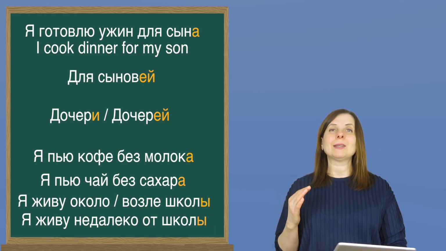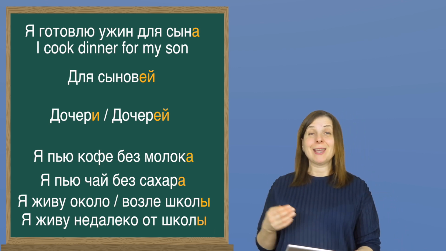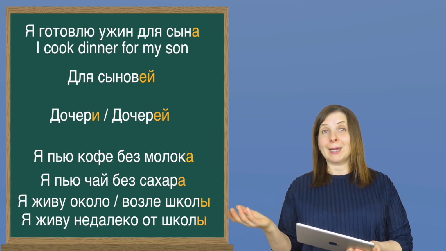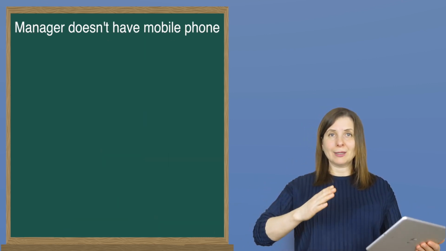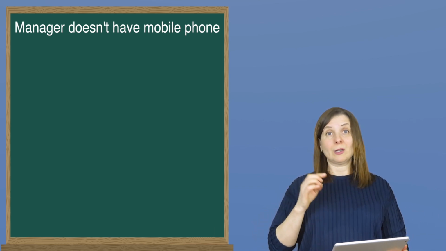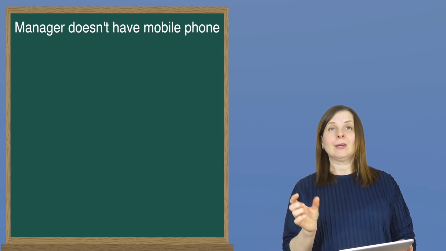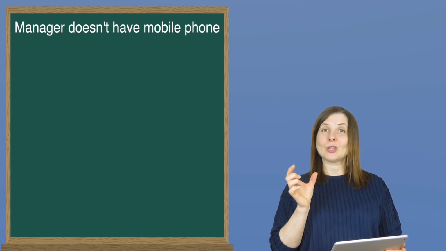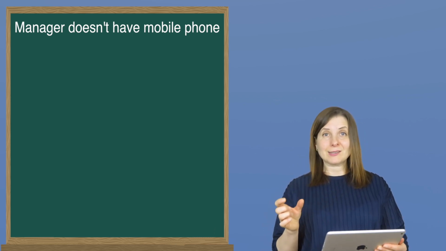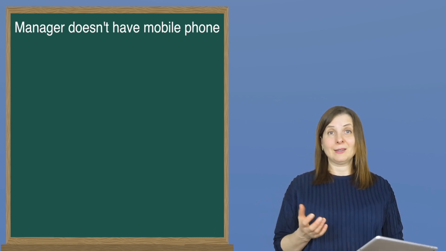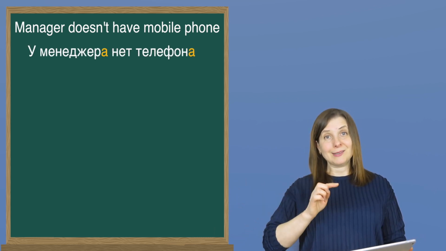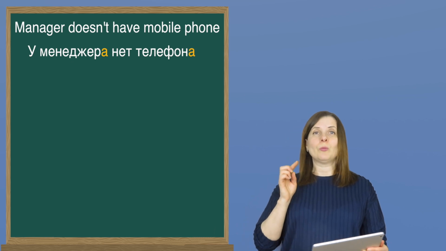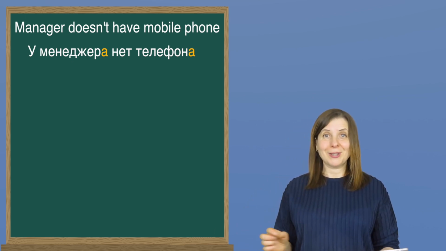Next sentence. Manager. Let's try to translate. Manager doesn't have a mobile phone. So if the manager has, у менеджера есть. After у we also use genitive. That's why not менеджер, but менеджера. У менеджера есть телефон. If he doesn't have, у менеджера нет телефона. So in this sentence we have two genitives. У менеджера нет телефона.